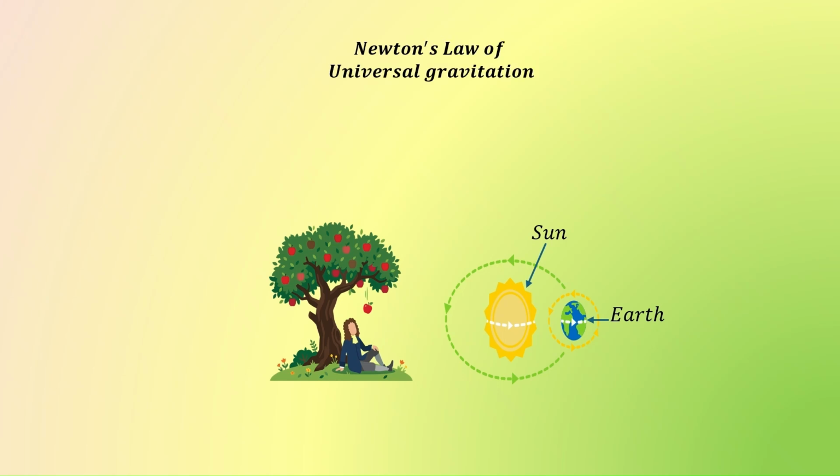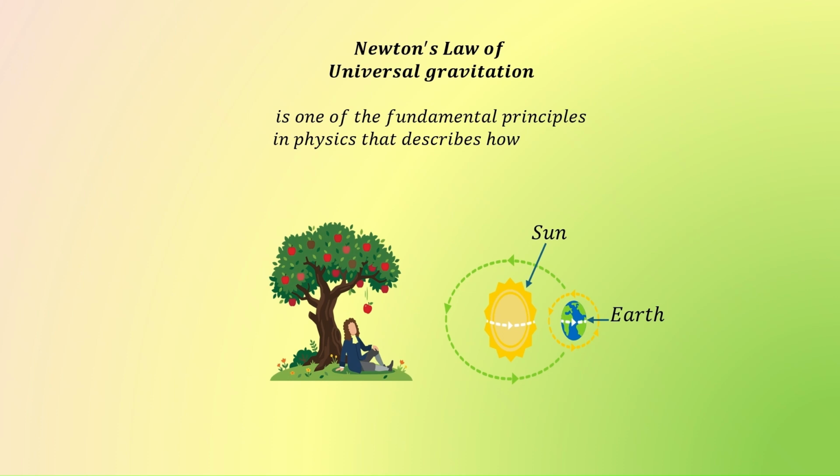Newton's law of universal gravitation is one of the most important principles in physics. It explains how objects in the universe attract each other because of their mass. From falling apples to planets orbiting the sun, this simple idea helps us understand how the entire universe works.